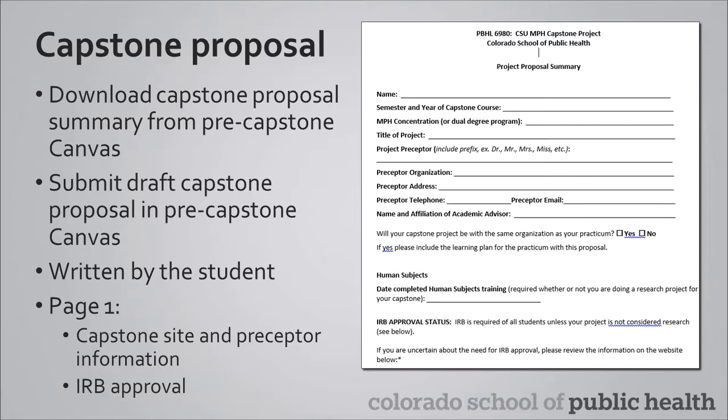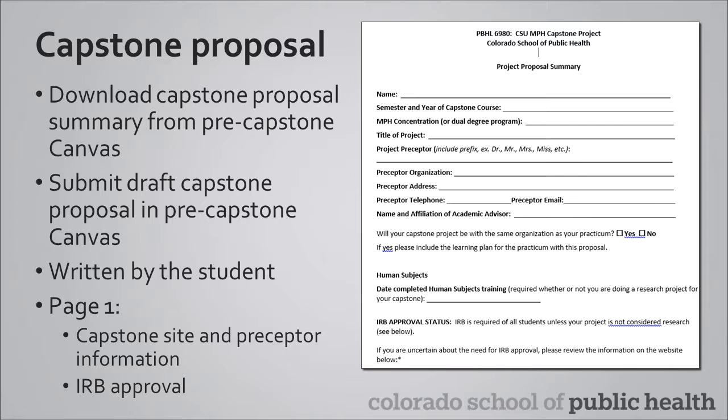When you're ready to submit your capstone proposal for review by your faculty advisor, you'll download the capstone proposal form from the pre-capstone Canvas site. You'll submit a draft version of this project summary in the pre-capstone Canvas site, and your faculty advisor will provide you with feedback regarding any questions or necessary revisions. Although you'll likely work with your preceptor at your host site to determine the appropriate information to enter into different sections, the proposal needs to be written by you.